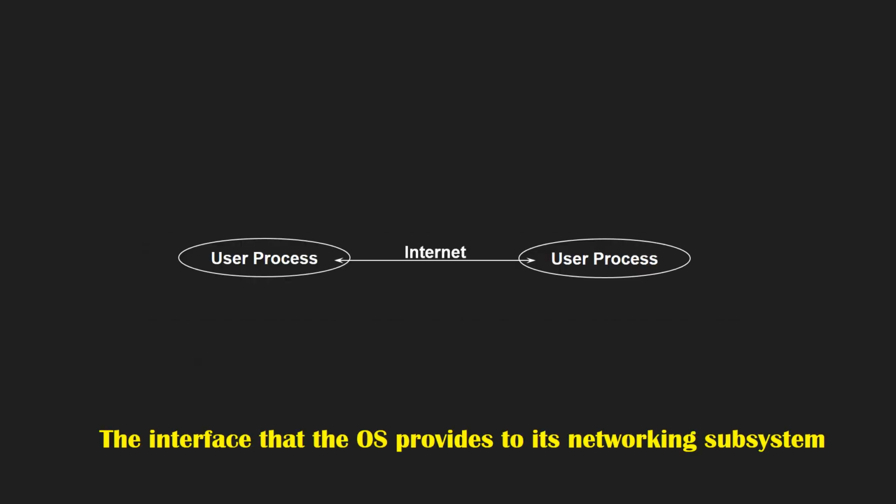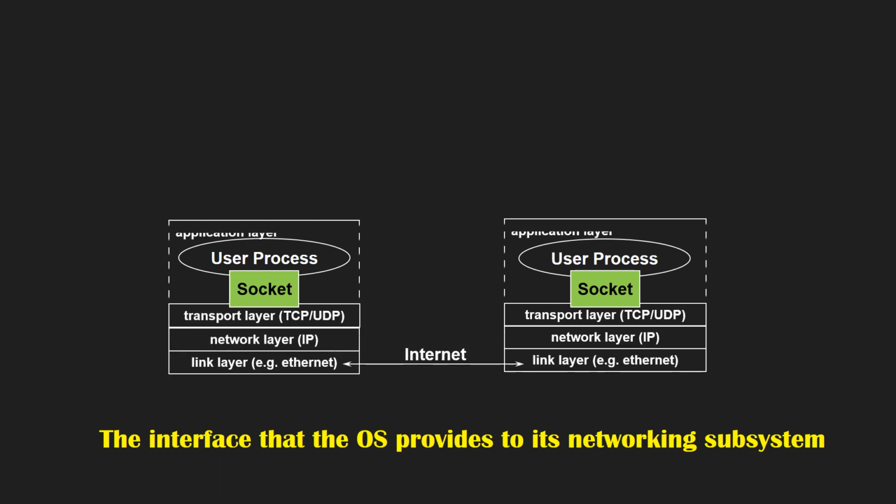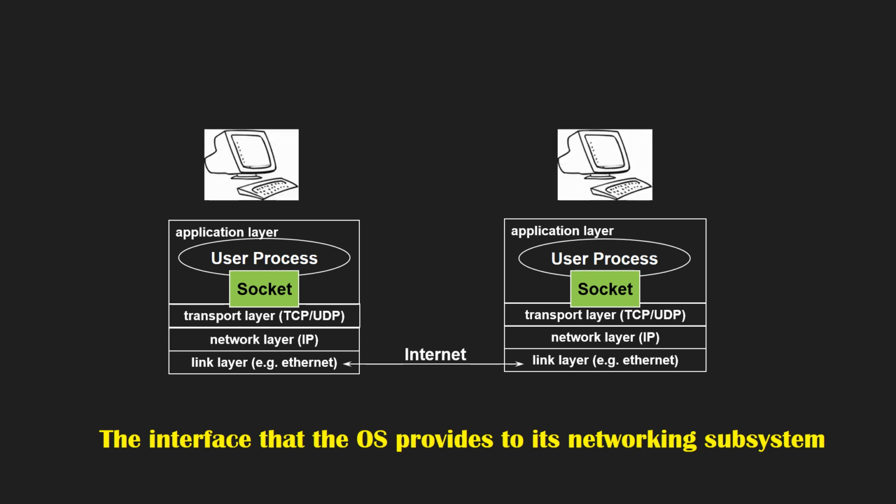In this slide, we see the OSI socket model system. Here, the socket acts as an interface between the transport layer and the application layer, that is the user process, both in the client and the server. So from this we can infer that the socket acts as an interface that the OS provides to its networking subsystem.